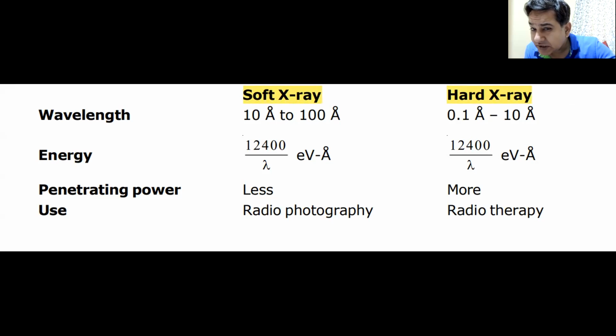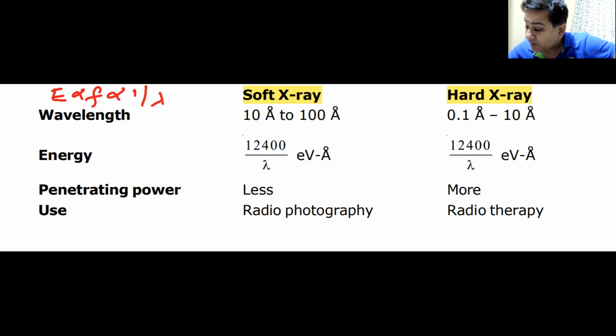And how is energy related to wavelength? It is inversely proportional. Yes or no? More wavelength, less energy. Do we understand this? Yes, sir. If you don't remember this, you can still remember this: energy of any wave is directly proportional to its frequency and it is inversely proportional to its wavelength. Yes or no? Yes, sir.